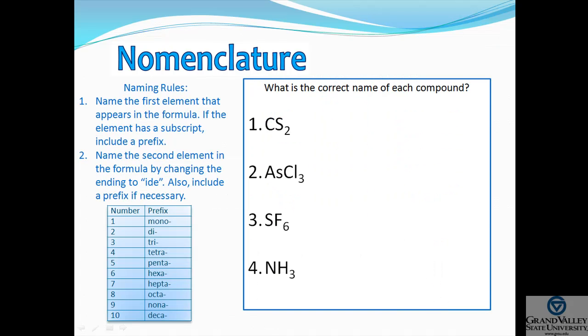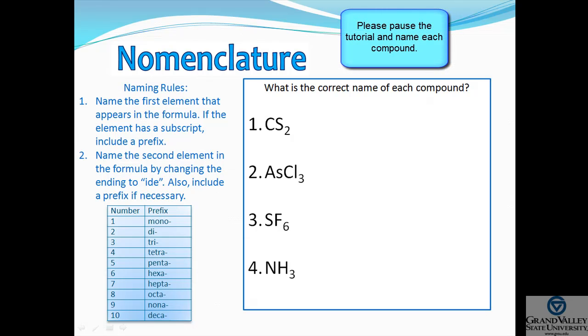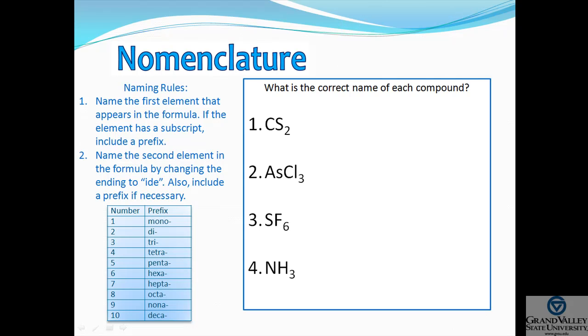Now that we have identified the rules for naming binary molecular compounds, let's work through a few practice problems. Please pause the tutorial and name each compound. For problem number 1, there is only one carbon present in the compound. Therefore, the first part of the compound's name is carbon.